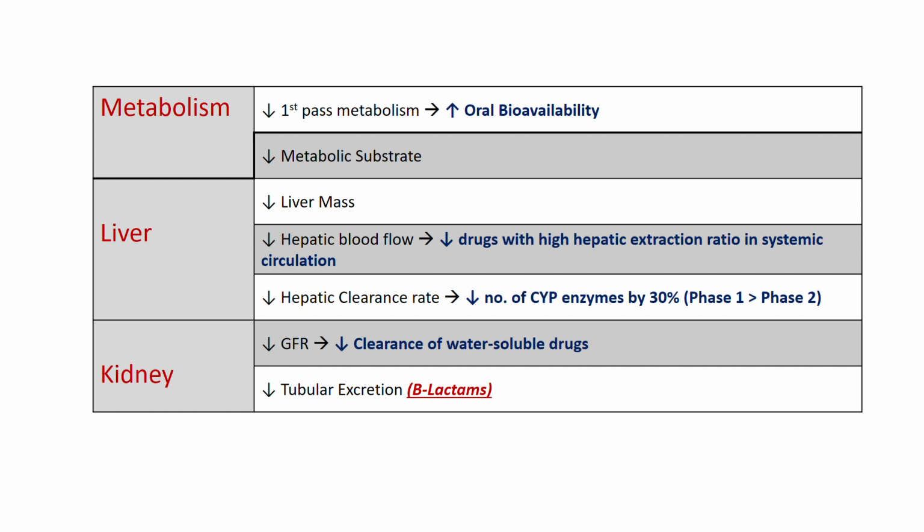Liver mass decreases, hepatic blood flow decreases, and this results in decreased drugs with high hepatic extraction ratio in systemic circulation, and also hepatic clearance rate decreases, which results in a decreased number of CYP enzymes by almost 30%. For the kidney, also everything decreases. Glomerular filtration rate decreases, and this mainly affects water-soluble drugs and decreases their clearance. And finally, tubular excretion decreases, which affects mainly beta-lactams.